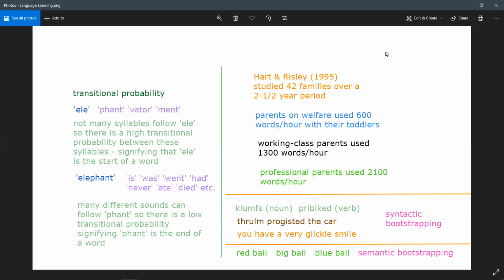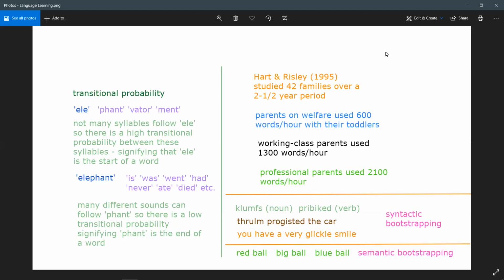Whereas after they hear the fant part of elephant, there are many, many possibilities. Sometimes they hear the elephant is wearing a hat, the elephant went to the store, the elephant looks really big. There are many, many possibilities that could follow the word elephant. And this is the way language works: within a word, a syllable has only so many possible followings, whereas in between words, there are many, many possible followings, because there are a lot of different words you could follow any particular word with.